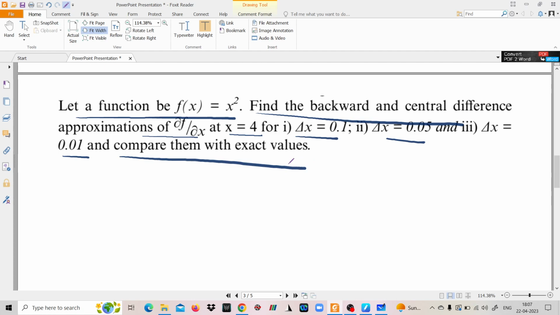In the meantime, let me get my calculator so that we can solve this problem together. Okay, we can discuss this problem together, and you try to appreciate this numerical approximation technique of finite difference method.